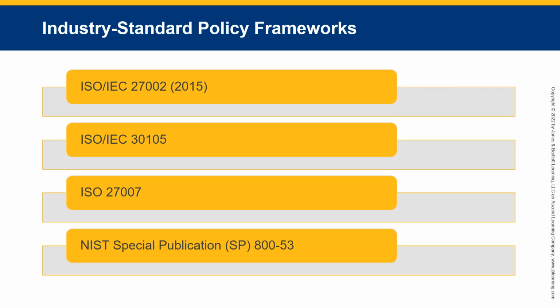ISO/IEC 27002:2015. The International Organization for Standardization and the International Electrotechnical Commission, IEC, develop and publish international standards. The Code of Practice for Information Security Controls is a popular industry standard for establishing and managing IT security. It outlines 15 main areas that compose the framework.